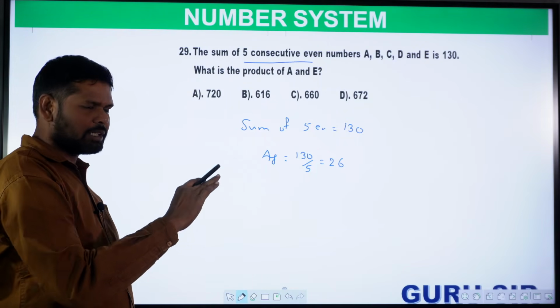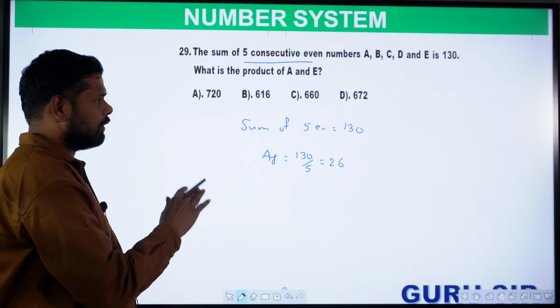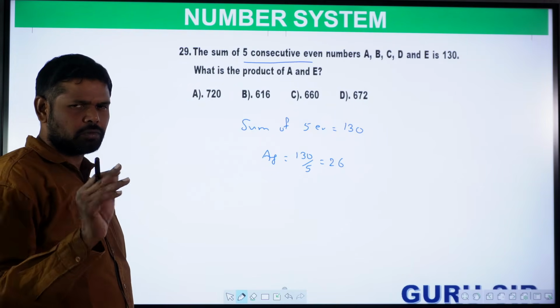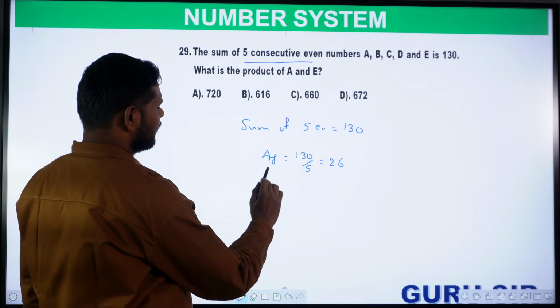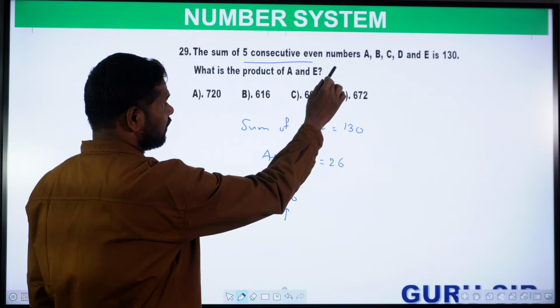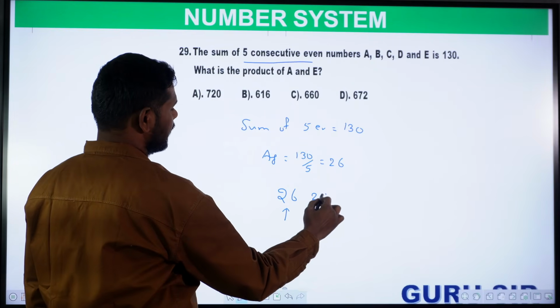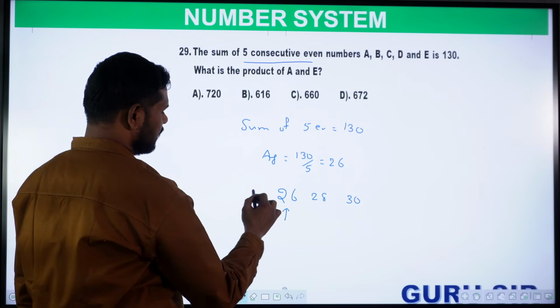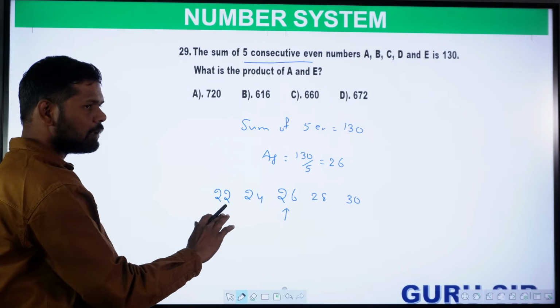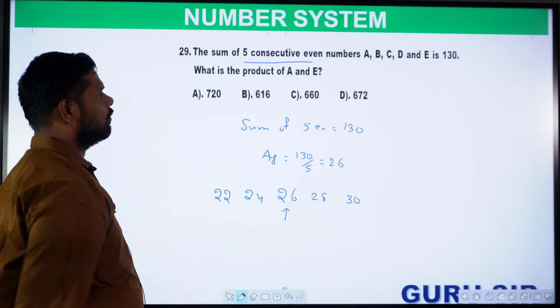This is all number related, but here we are discussing it because sometimes we use averages in miscellaneous questions. So the average is 26, which means 26 is the middle number. Total 5 numbers are there, so on the right side 28 and 30, on the left side 24 and 22. These are the 5 even numbers which have the sum of 130.